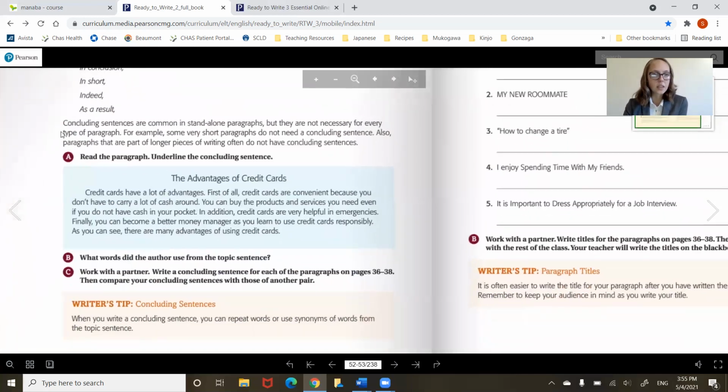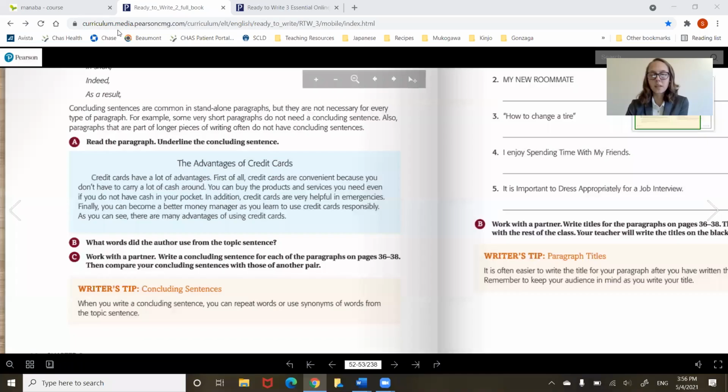Okay. Concluding sentences are common in standalone paragraphs, but they are not necessary for every type of paragraph. For example, some very short paragraphs don't need a concluding sentence. And also paragraphs that are a part of longer pieces of writing often don't have concluding sentences. So what we are going to start with is just reading this paragraph right here.